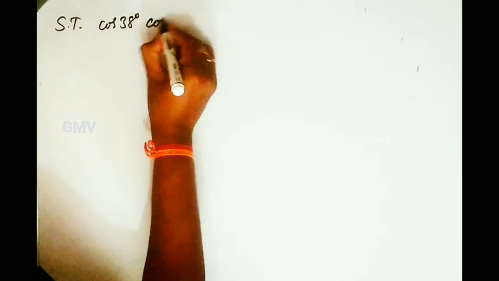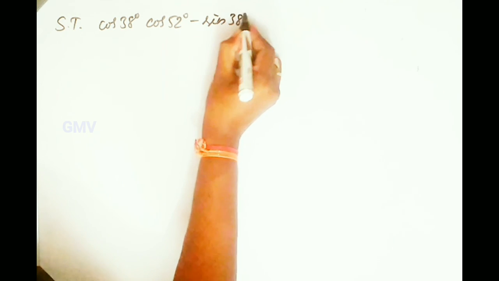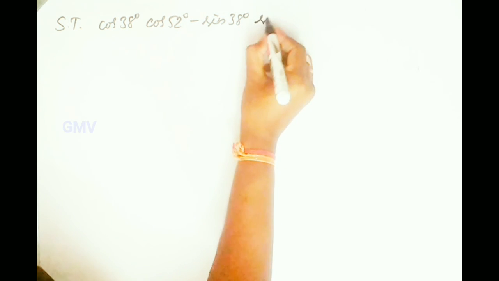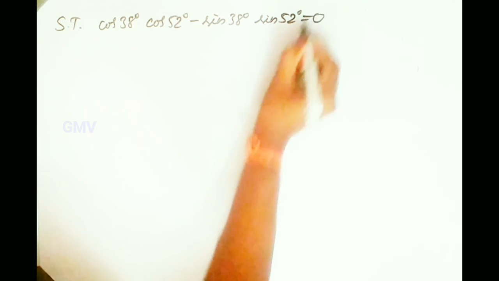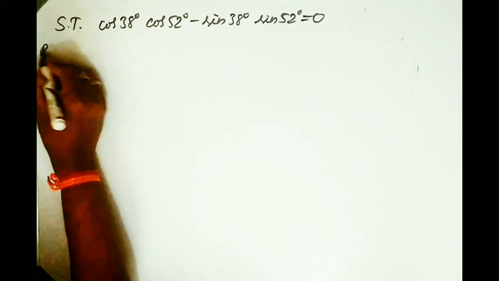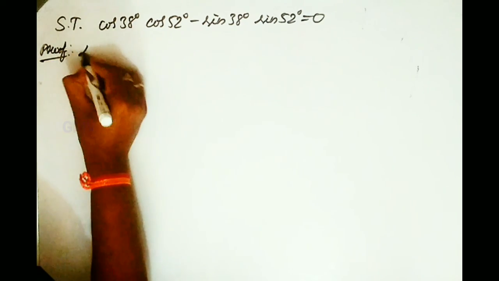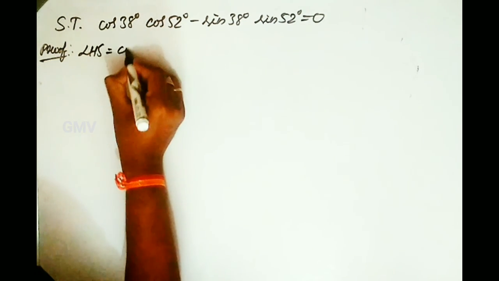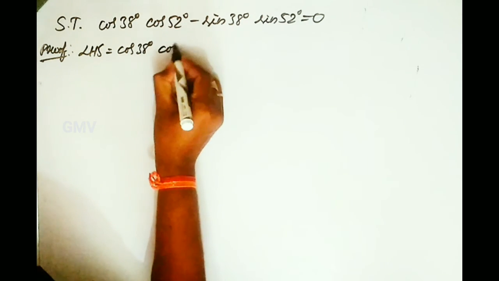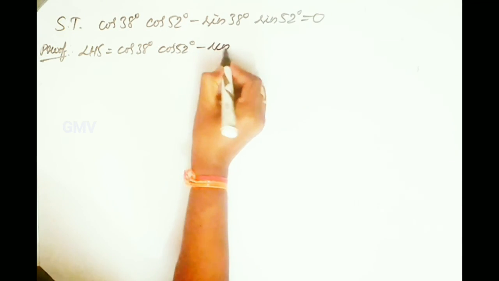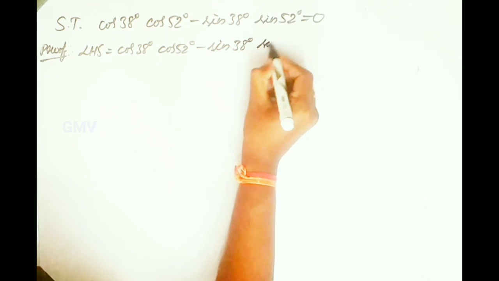See the next problem. Show that cos 38 degrees into cos 52 degrees minus sin 38 degrees into sin 52 degrees is equal to 0. In the proof, take the LHS as it is. LHS is equal to cos 38 degrees into cos 52 degrees minus sin 38 degrees into sin 52 degrees.